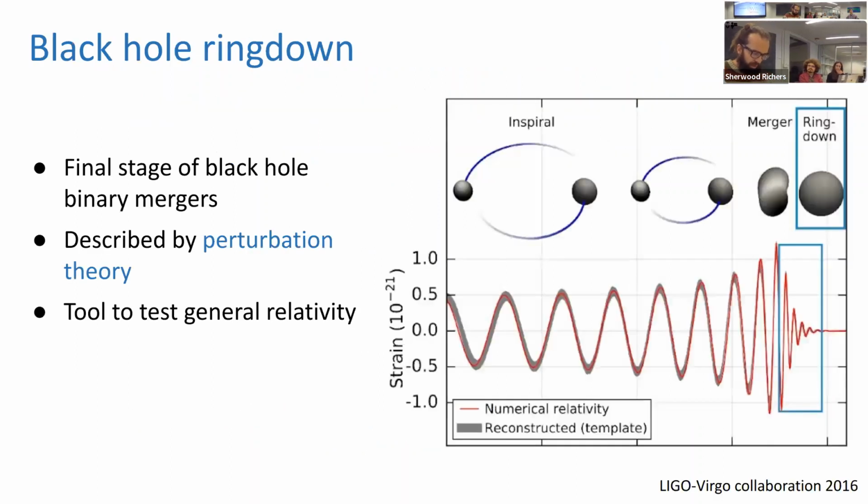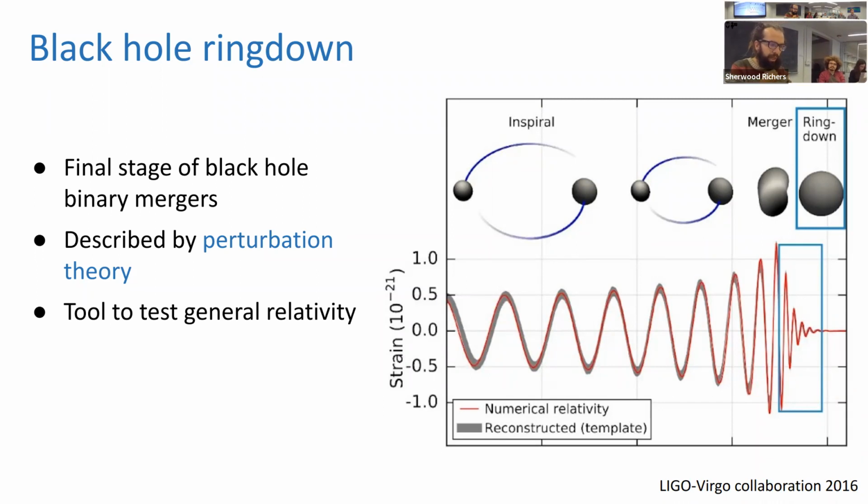So first of all, we are focusing on black hole ring down, which is the last part of the inspiral, merger and ring down, as it's called, of a black hole binary merger. And as you can see, it's this last part here on the right of the signal. It's where you have one black hole left that is relaxing to a stationary state. And this relaxation with emission of gravitational waves is described by perturbation theory.